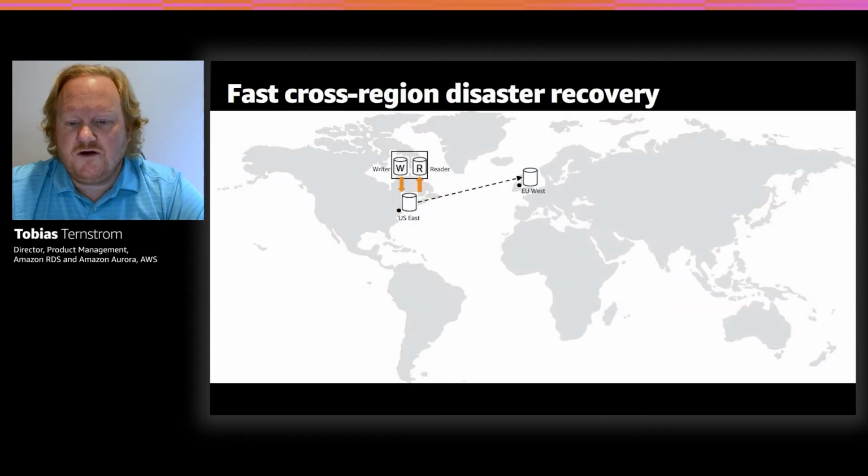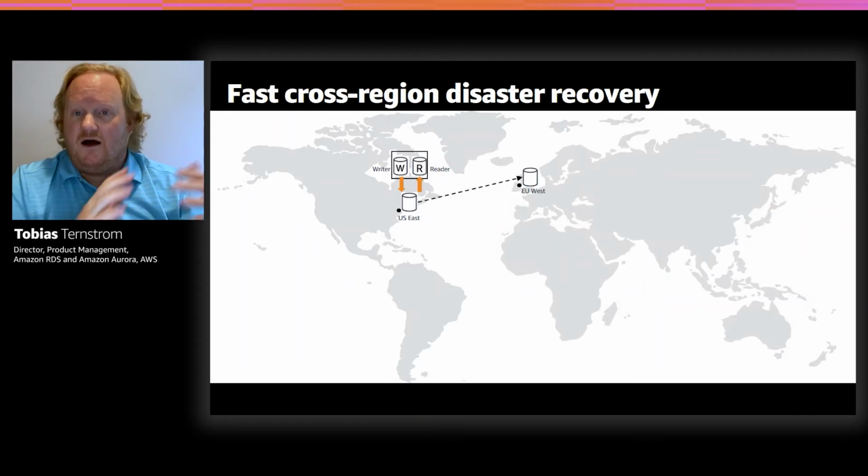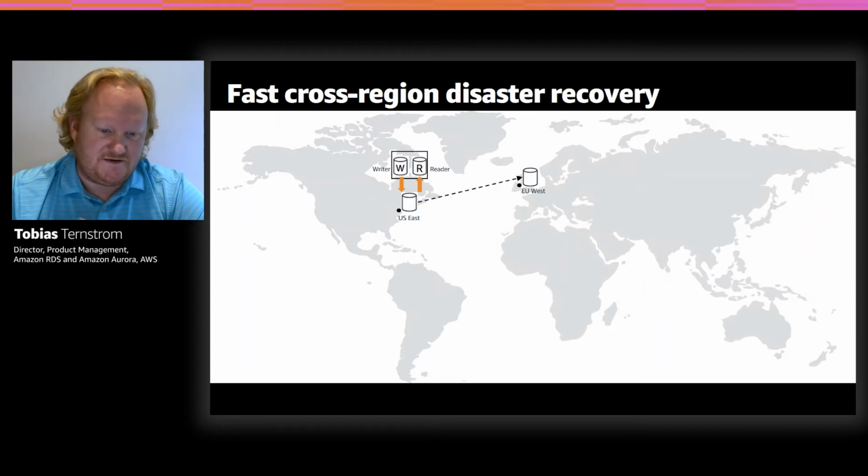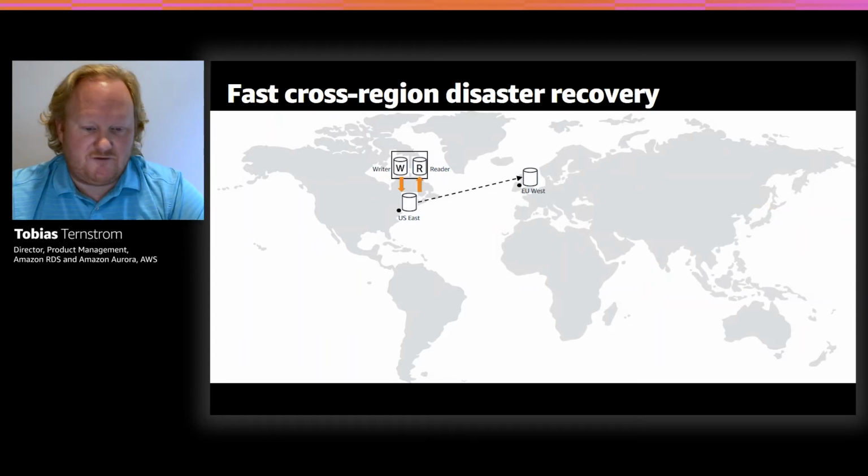So in terms of disaster recovery, what's the use case here? Well, it's basically a region going down, having a catastrophic failure, and we need to get up and running as fast as possible in another place. So in this example, we can see we have a writer and reader in the US East region, and we're replicating to EU West.